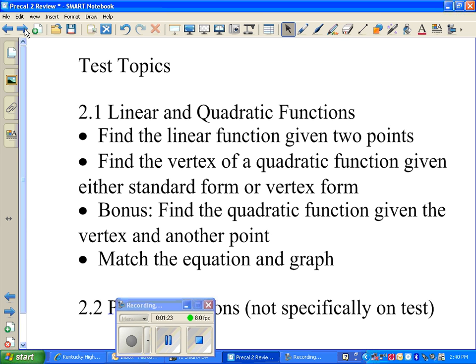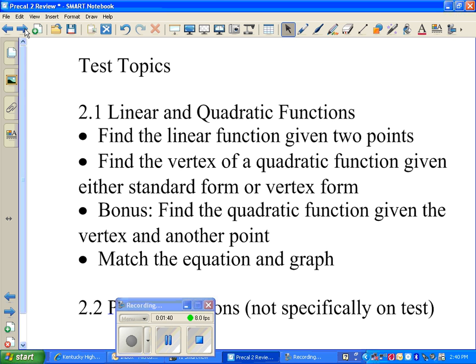The biggest problem everyone had was trying to use the vertex formula for quadratics when it was a linear function. If I say find the line that goes through 2 points, I'm talking about a linear function, so be careful on that one. The next question is find the vertex of a quadratic function.